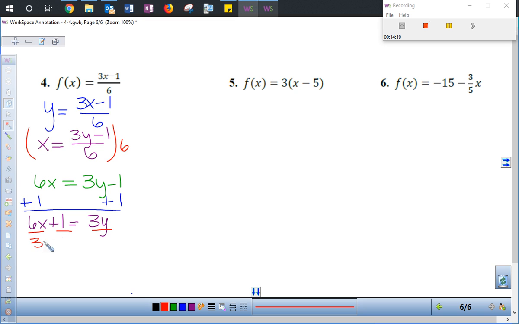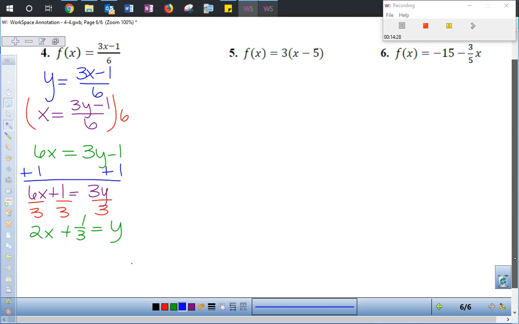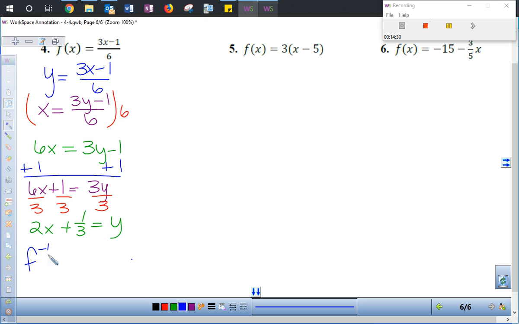Divide each term by 3, and I'm left with 2x plus 1/3 equals y. So my f inverse of x equals 2x plus 1/3.